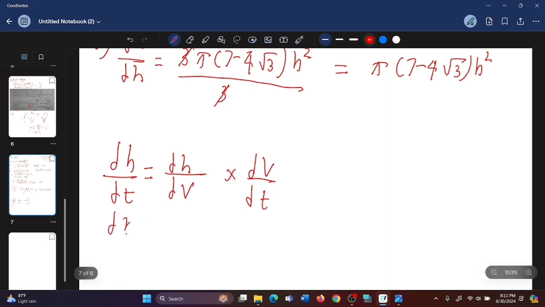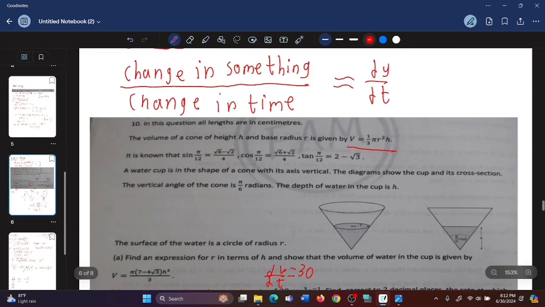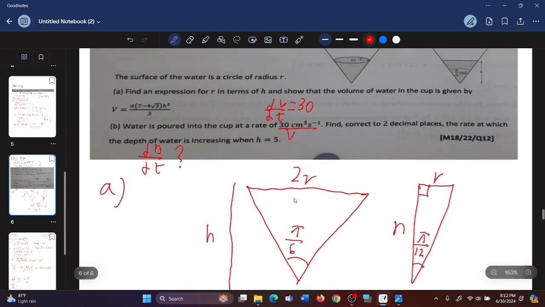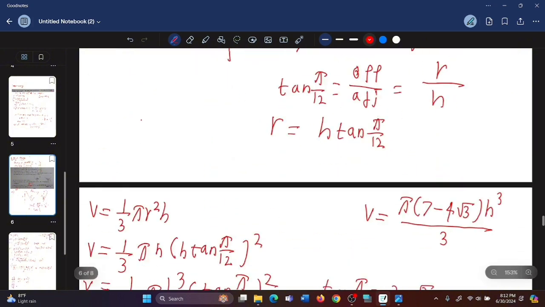Now we know dV by dt, so dh by dt becomes, we know dV by dt, that is 30 centimeters cube per second. We know dV by dt, that is 30. We just don't know dh by dt, and we are told to find dh by dt at h equals 5. So we know h is 5. Okay.